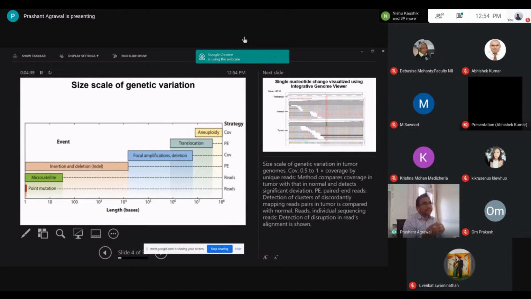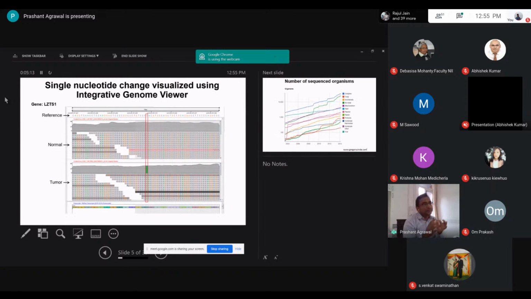So in a nutshell, what you see is genetic variation. It could be at the level of one particular point mutation, so a single nucleotide change. It could be microsatellites, where the changes are bigger, and insertions, deletions, focal amplifications, translocations, and so on. So these are the different kinds of variations. When we talk about genomics, it includes such different kinds of variations, all depending upon the length of the bases, how big the changes happening in the genome are.